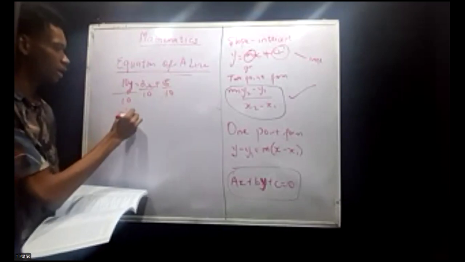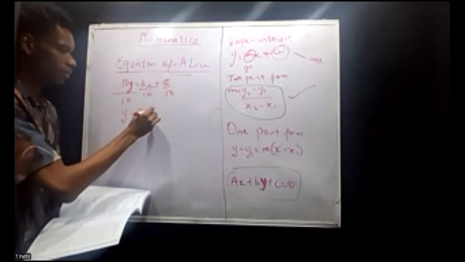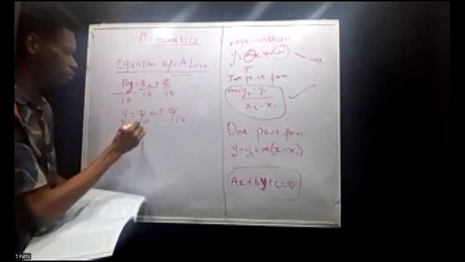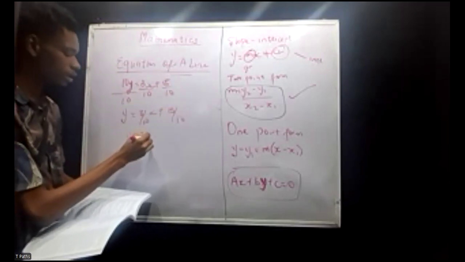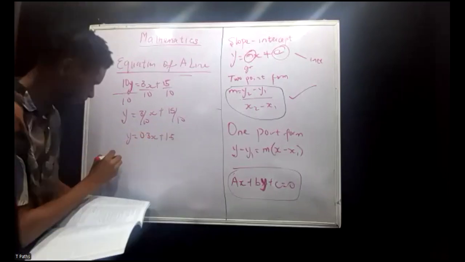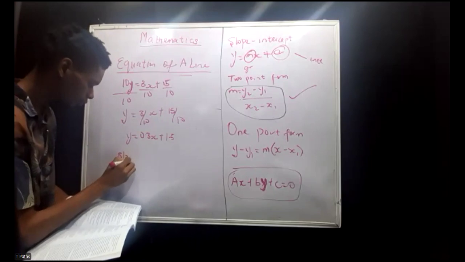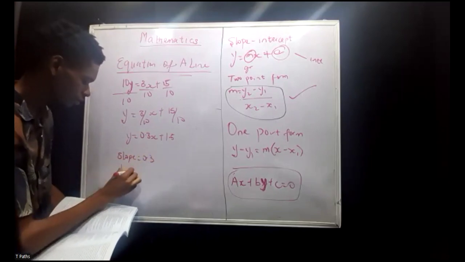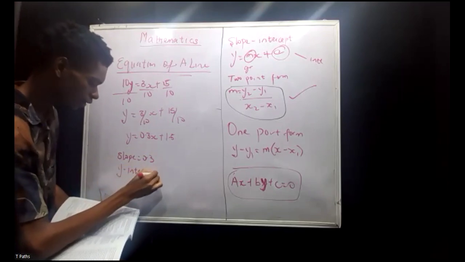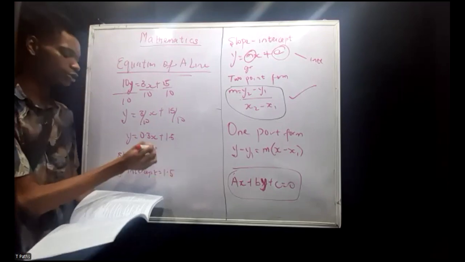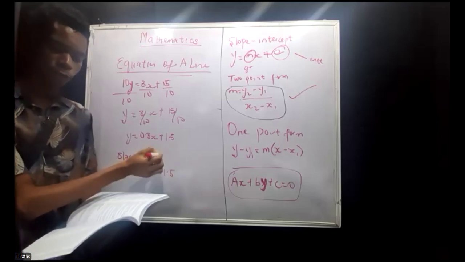So this is going to give me y is equal to 3 over 10x plus 15 over 10. So this will become y is equal to 3 divided by 10 is 0.3x plus 1.5. So now what is actually correct is the slope is 0.3 and the y-intercept is 1.5. So any of the options that has the slope as 0.3 and the y-intercept as 1.5 is the correct answer.